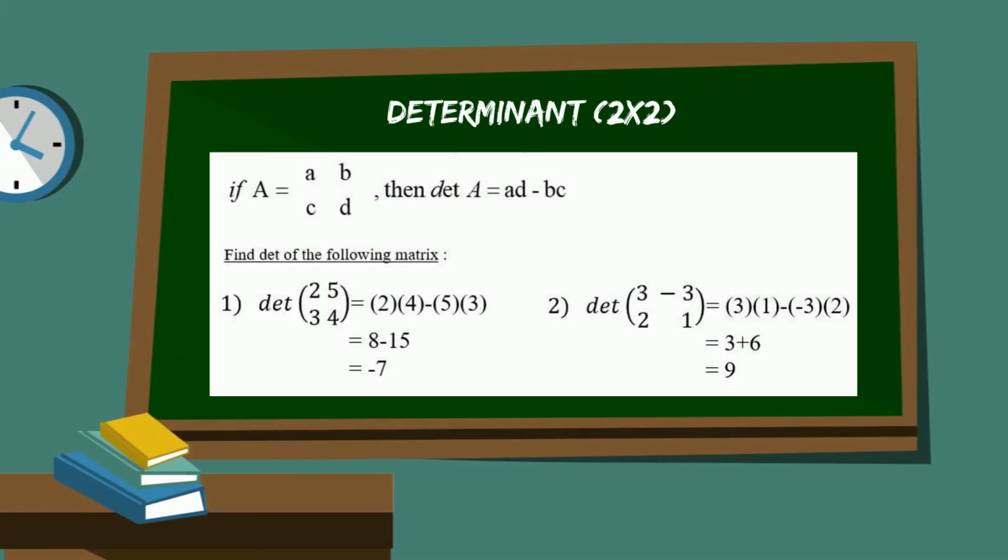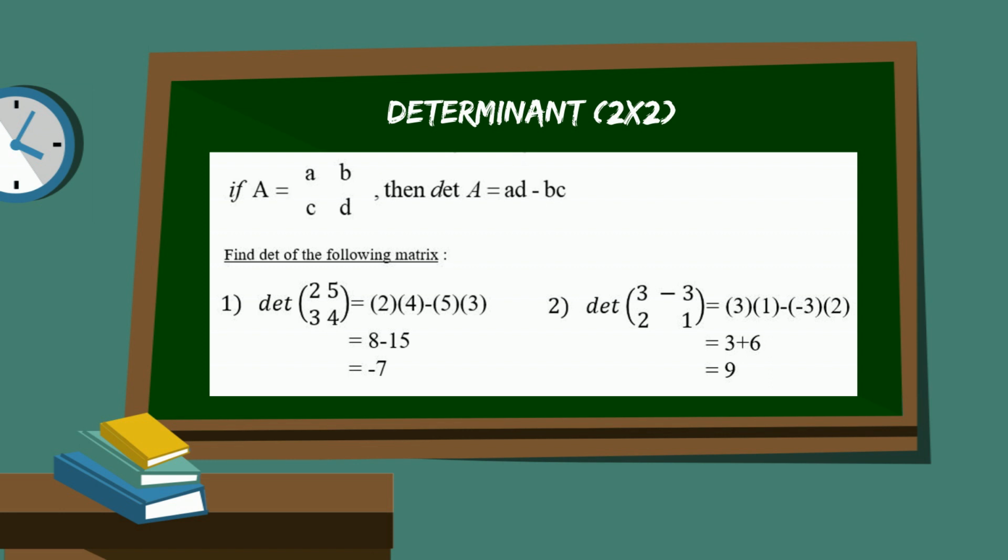The determinant of a 2 by 2 matrix. If A equals the matrix with first row a, b and second row c, d, where the first row first column is a, the first row second column is b, the second row first column is c, and the second row second column is d, then the determinant of A equals ad minus bc.